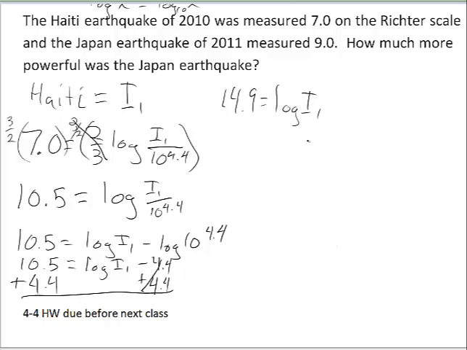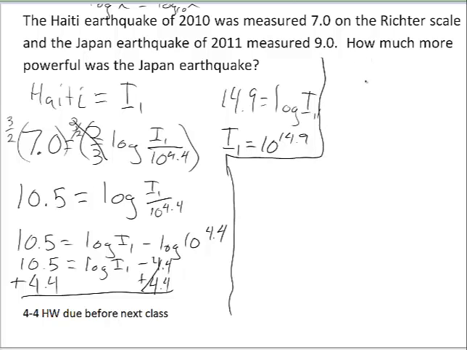Okay, so again, think about what this is saying. We're saying that the log of I1 is 14.9. So what that means is 14.9 is the number we have to put on 10 to get I1. So we can deduce from that that I1 is equal to 10 to the 14.9. That's how many joules of energy the Haiti earthquake released. Let's keep that in the back of our minds for a second.